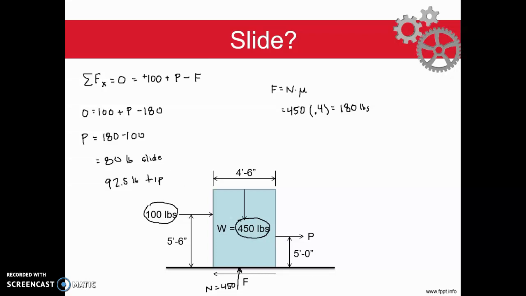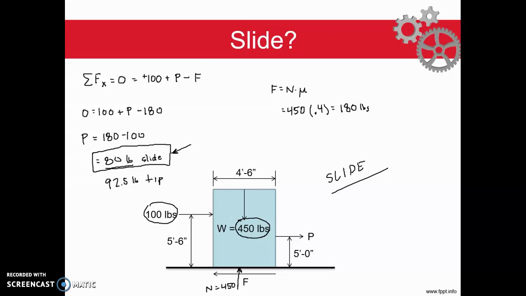So if we started pulling on this crate and we gradually increased the force with which we pull, we're going to hit 80 pounds of force before we hit 92.5 pounds. So it is going to start to slide first. It requires less force to slide, so that is what is going to happen. It isn't going to tip. It is going to slide. So that's the answer. The answer is slide, and the force that's going to be required to make that happen is 80 pounds.